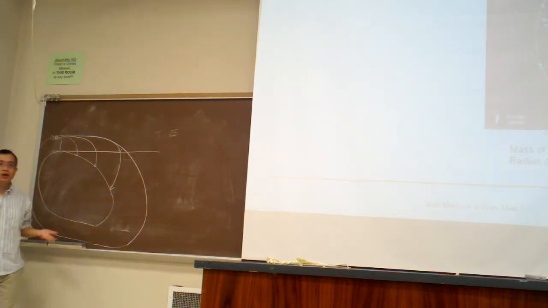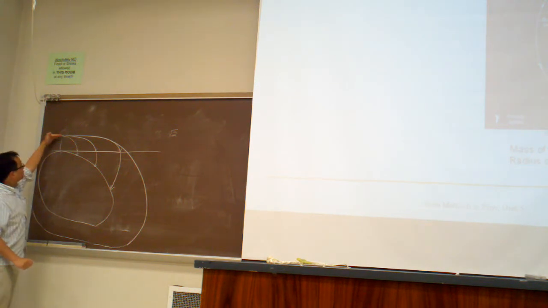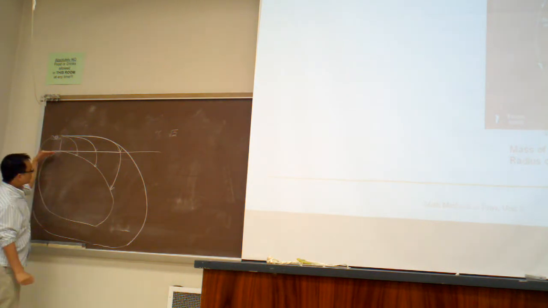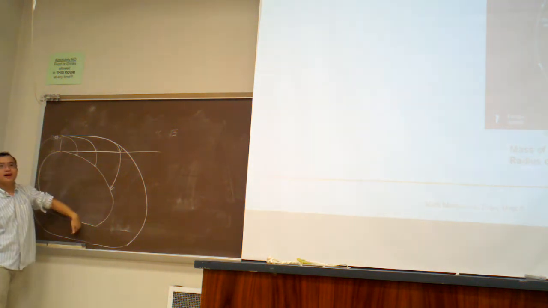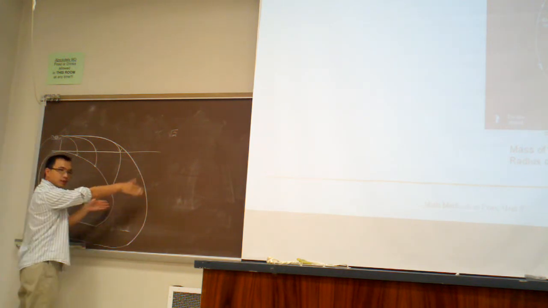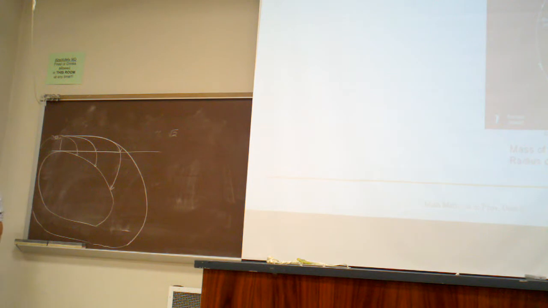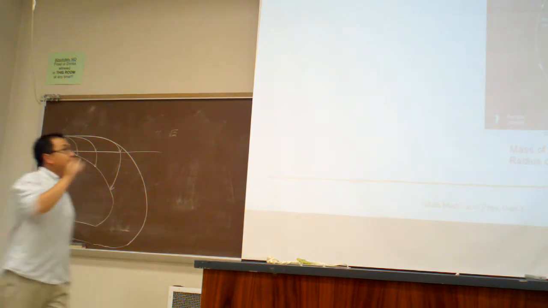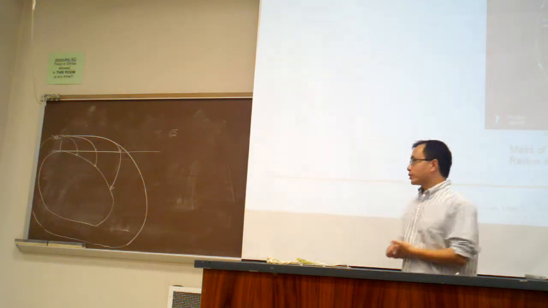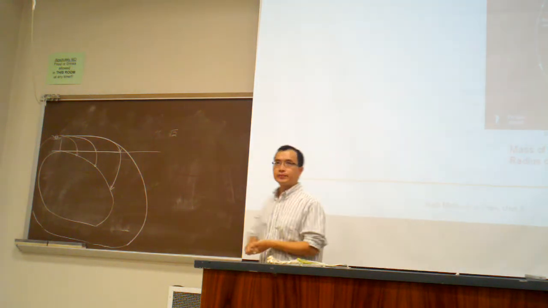In other words, even though the cannonball is falling down, the ground is also falling down. So it's possible that they are falling down with the same rate, so they never touch each other. So that's called Newton's cannonball.